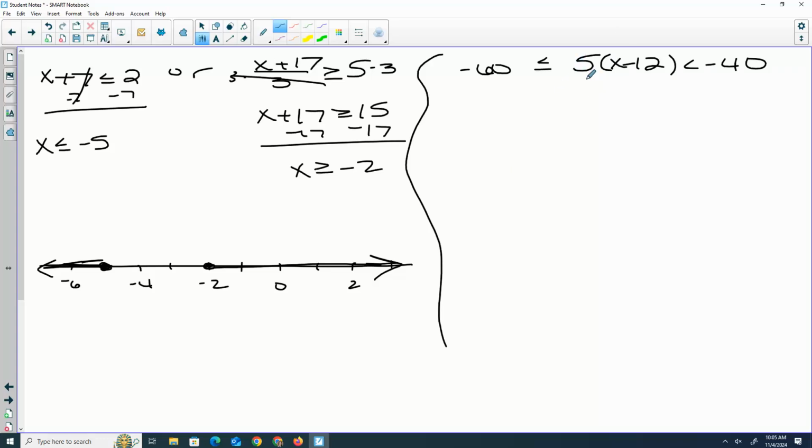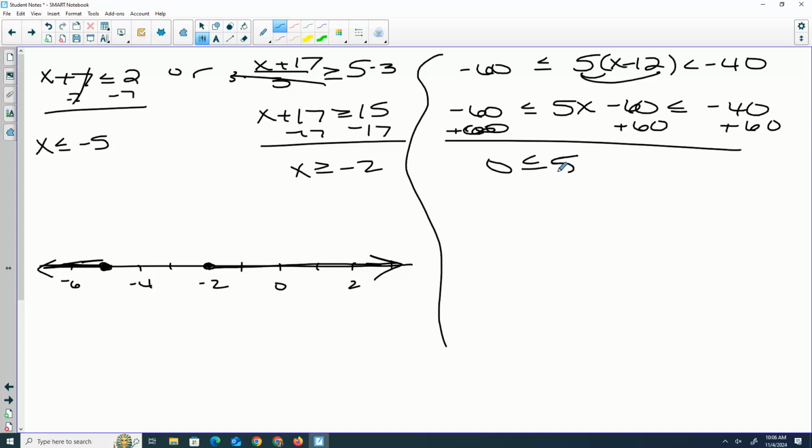On this one, what did you guys do first? There's 2 different possible ways to start it. Okay, so you distributed your 5 through. You could have also divided by 5 first. Did anybody start out dividing by 5? Okay. So we get 0 less than or equal to 5x less than or equal to 20. Divide all pieces by 5. So 0 less than or equal to x less than or equal to 4.